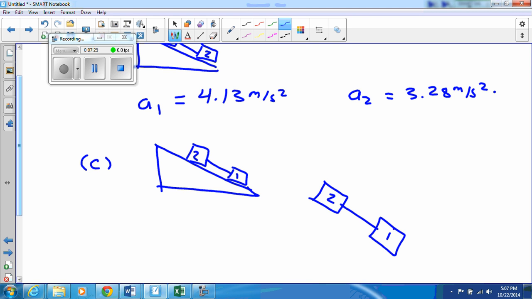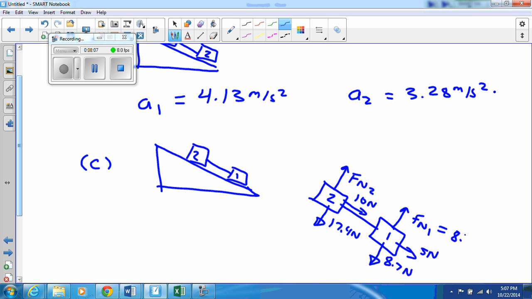There'll be a normal force here and a normal force here. And we already have all of the components that we need. We know from the previous problem that the effective gravity is going to be 5 newtons here and another 10 newtons here. And we'll have a component of gravity of 8.7 newtons here and twice that, or 17.4 newtons here. And the normal forces will correspond.